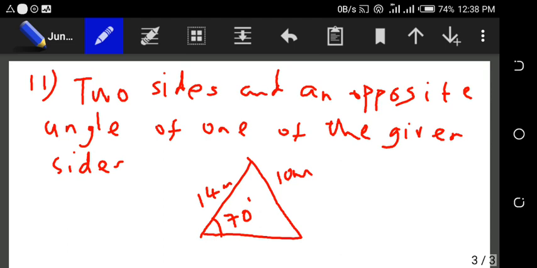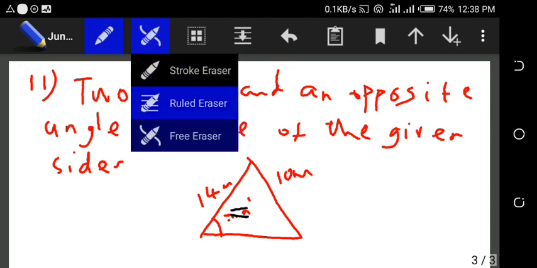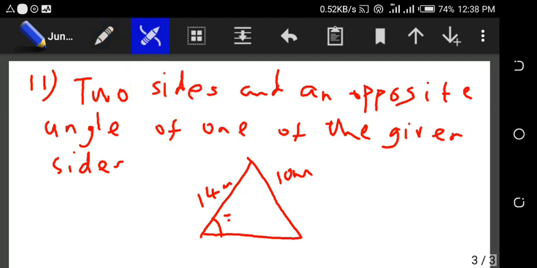So in this case we have 70 here facing 10 meters, or it could even be that the angle could also be written here. Maybe here is 60 degrees. In this case, we can also use the sine rule. Why? Because we have two sides given, and one of the angles given is facing one of the sides, is opposite one of the sides. So either here or here, we can apply the sine rule.